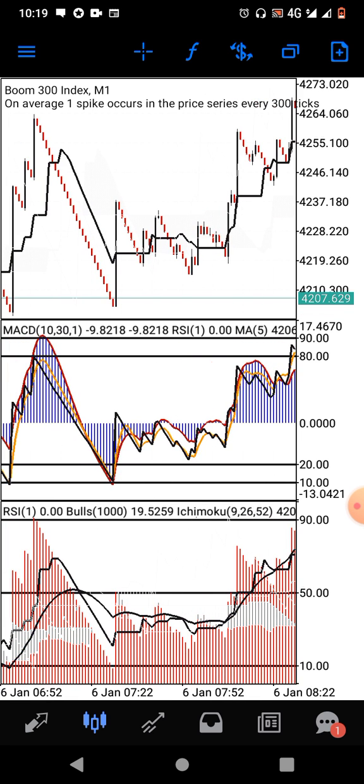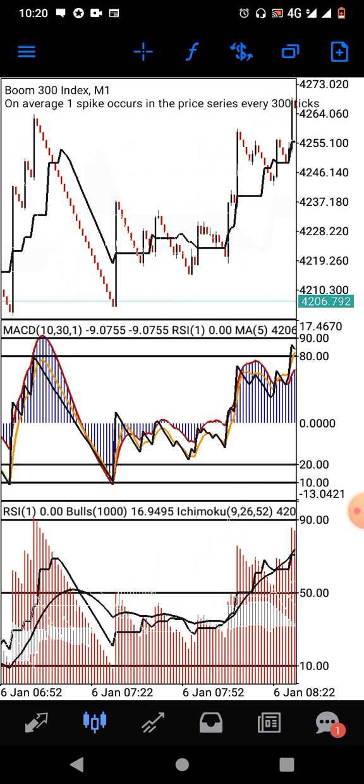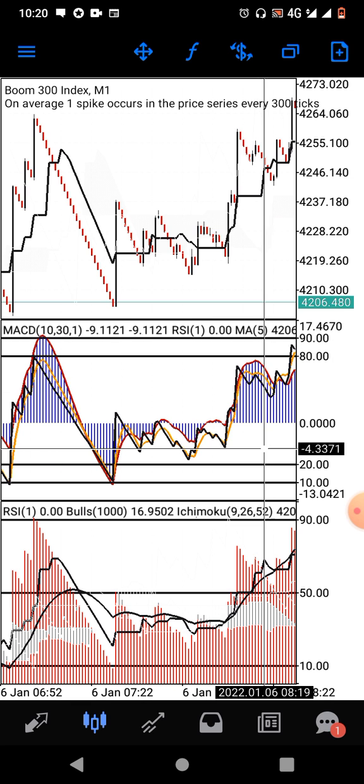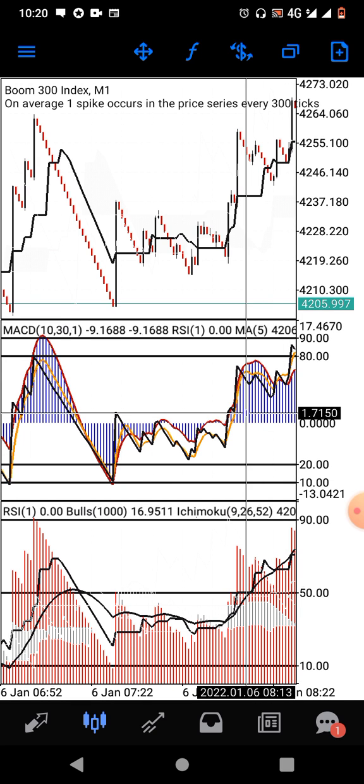For you to be selling Boom, the indicators have to be above the indicator window, just like we have it there. They have to be at the 90 and the 80 level. Same thing here, at the 90 level. So for you to be looking for a sell, you must be at that 90 and 80 level respectively in both indicator windows.